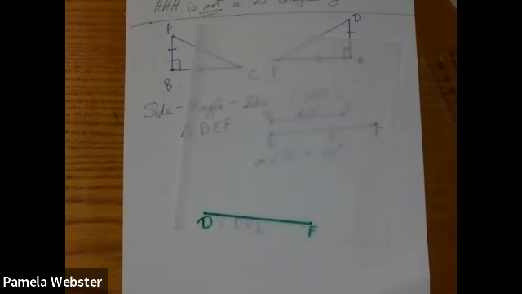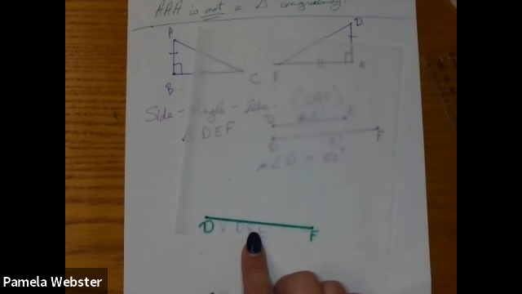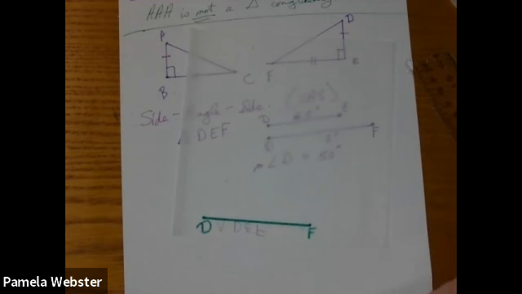Now, how do I create angle D, which was 50 degrees, using this as my base? Well, how do you measure an angle? You use a protractor, right? Use a protractor to measure.